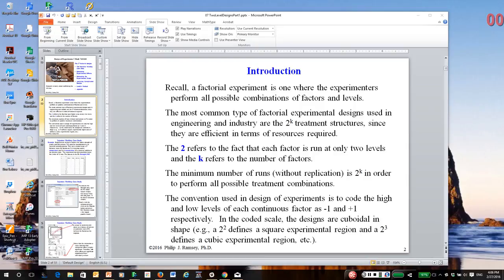I'm mostly, by the way, going to focus on using the JMP software to show you some of the analyses we do on these designs. When we do factorial designs, factorial simply means that we do all possible combinations of factors and levels. 2 to the k designs are among the most efficient. The exponent k stands for the number of factors, and the base 2 represents the number of levels. So a 2 squared factorial would have 4 treatments. A 2 to the third would have 8 treatments, apart from replication.